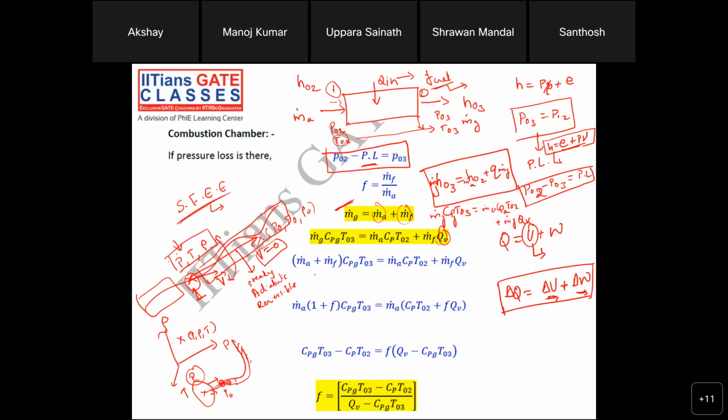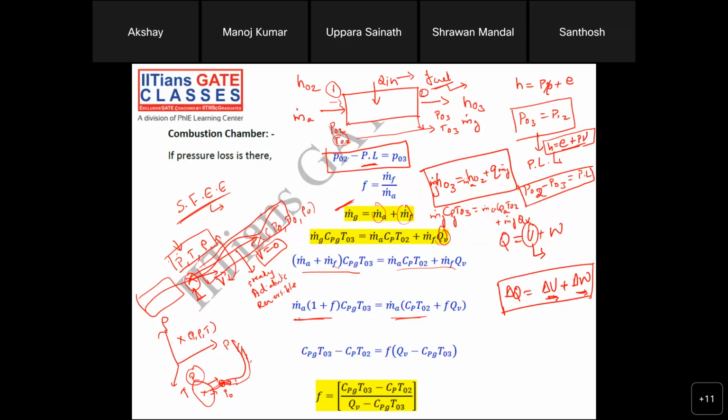Now if I substitute mass flow rate of gas as mass flow rate of air plus mass flow rate of fuel, I can always make a variable separation, where I segregate all quantities connected with the mass flow rate of air on one side and those connected with the mass flow rate of fuel on the other side. So I can make a right and left hand side like this, which connects only the mass flow rate of fuel and which connects only the mass flow rate of air.